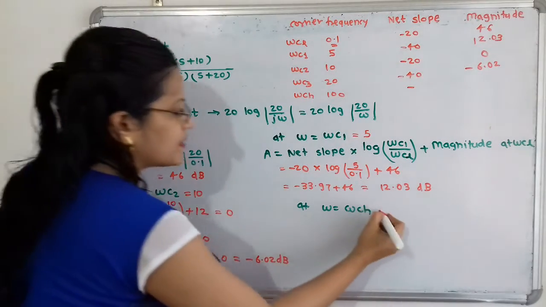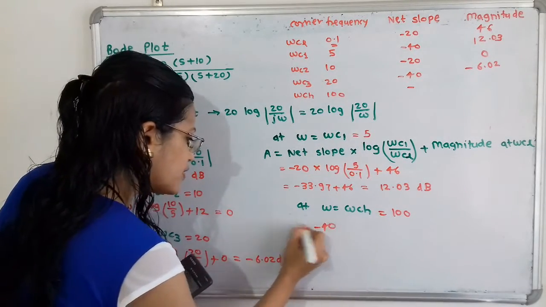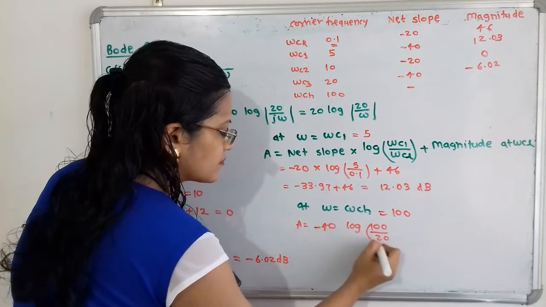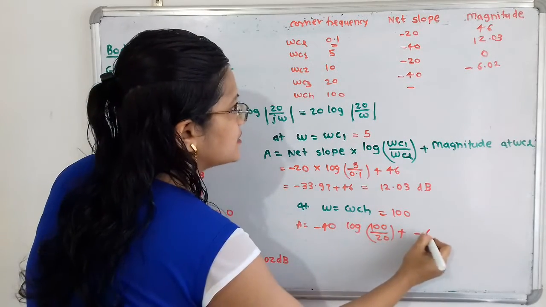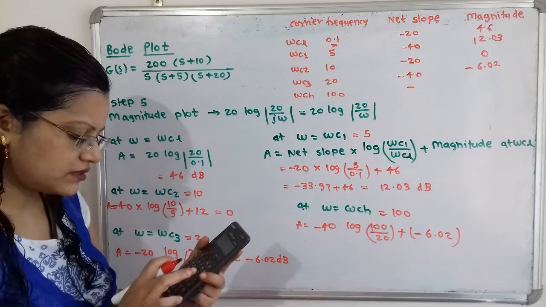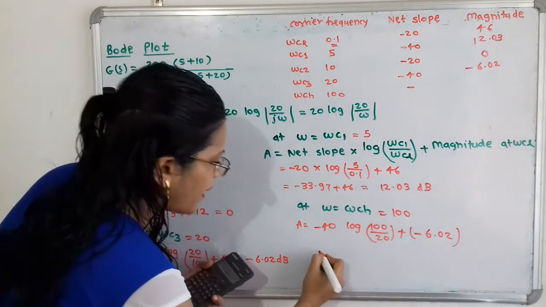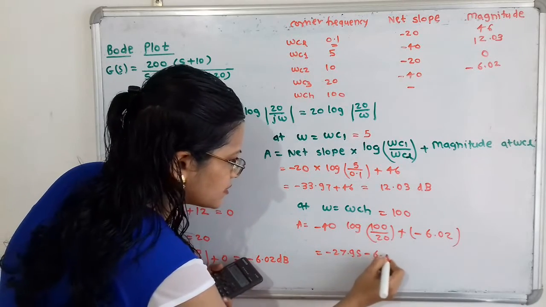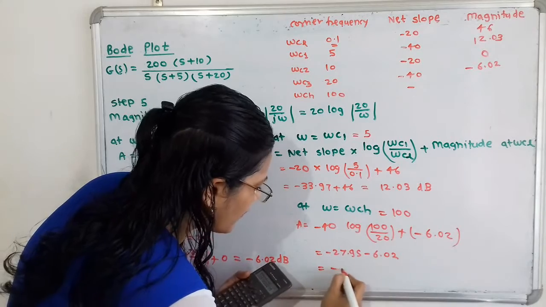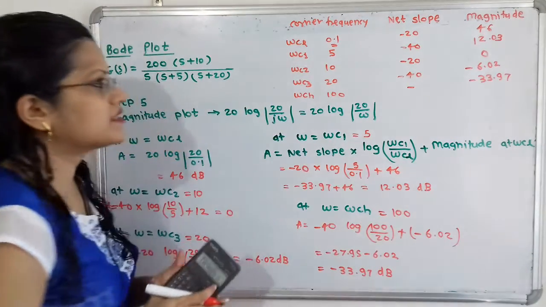Now we will move for omega is equal to omega C4, which is equal to 100. So again we will use same formula. So what is the net slope for previous frequency? That is again minus 40. So A is equal to minus 40 multiplied by log of 100 by 20, plus magnitude. So magnitude again for previous, that is minus 6.02. So plus minus, so we can directly use minus. So I will use here log of 100 by 20, that is log of 5 multiplied by 40, that is 27.95. So here minus 27.95 minus 6.02. So if we add this, that is 6.02, then it will be 33.97. So minus 33.97 dB. So I will write here minus 33.97 dB. So this is the table.